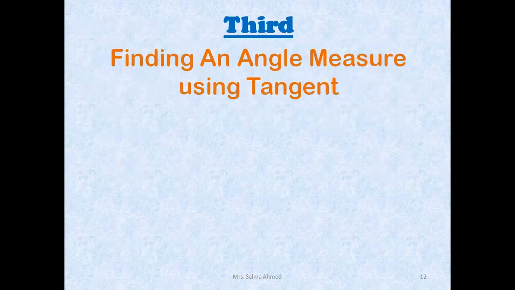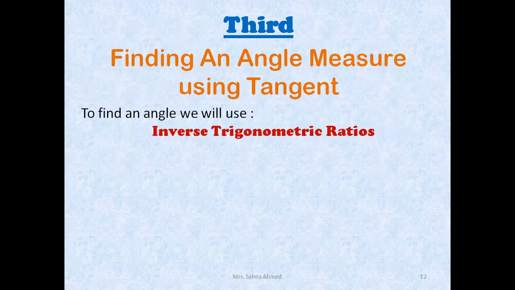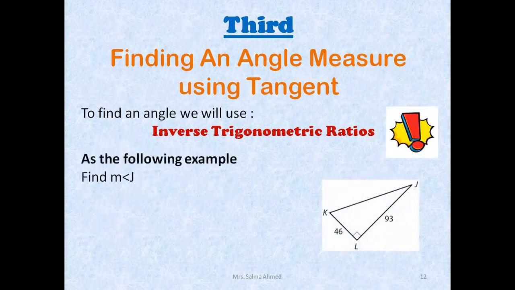Third, find angle measures using a tangent. To find an angle, we will use the inverse trigonometric ratios as we said before. As in the following example, I have here a triangle. I need to find the measure of angle J. So it will be opposite over adjacent, so I'm going to use tan. So tan J equals opposite over adjacent, which is 46 over 93.